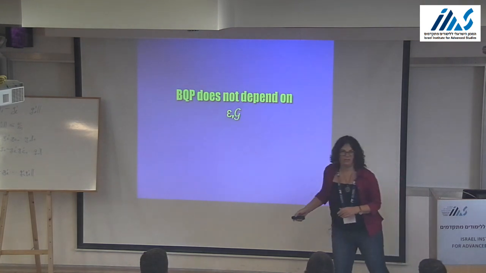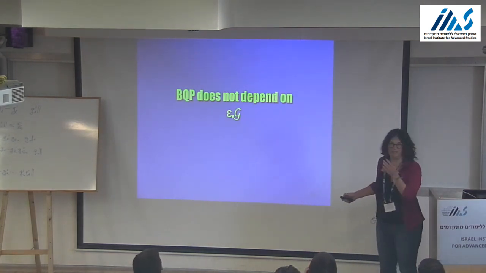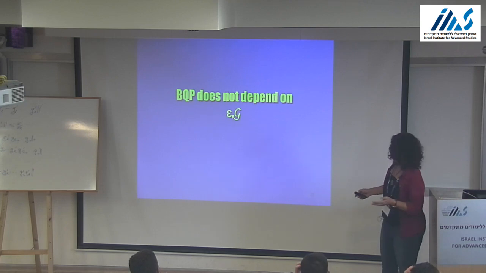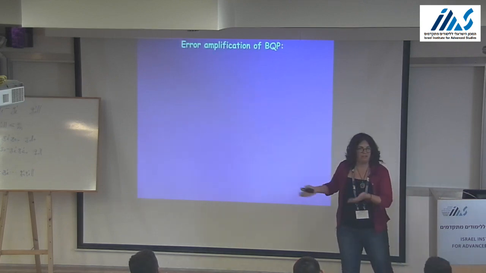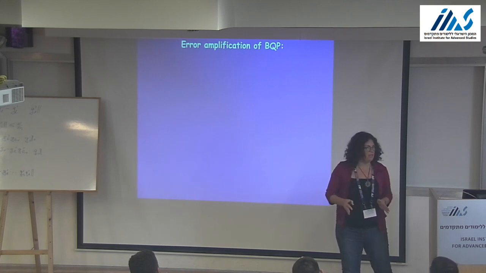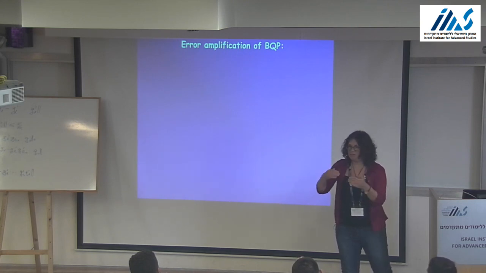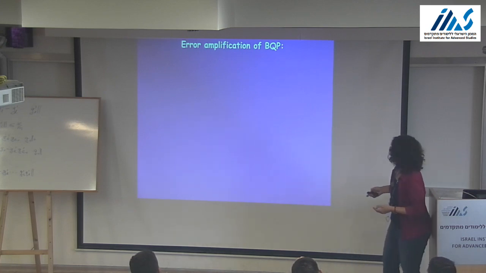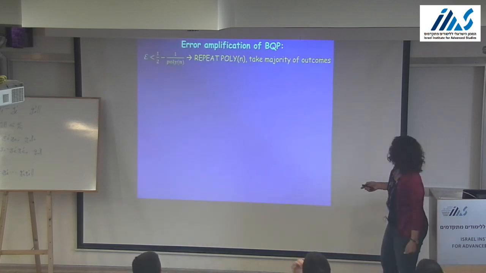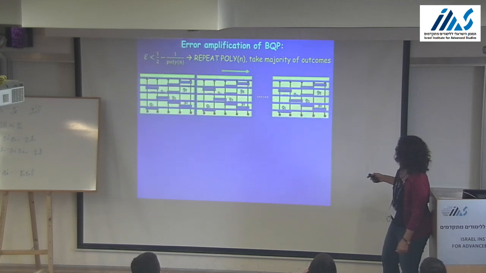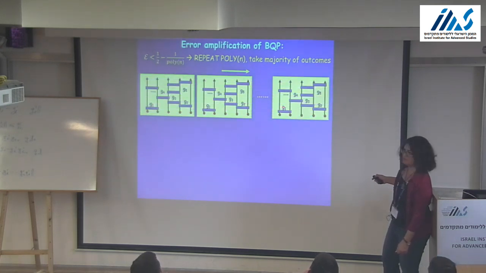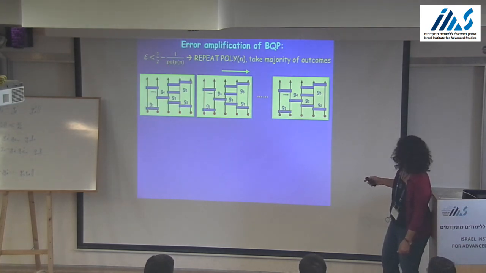Good. So why BQP does not depend on epsilon and G. Now we can argue this very quickly and easily. First of all, using all that we have done so far, we can do error amplification in BQP as well, reducing the error exponentially. How? Exactly like in the classical case. We want to start from epsilon, which is bounded away from half. We repeat polynomially and take the majority of the outcomes. So we repeat polynomially many quantum circuits, and then apply a majority computation here, and that will be the output.